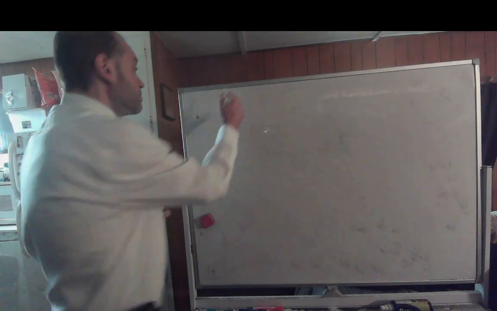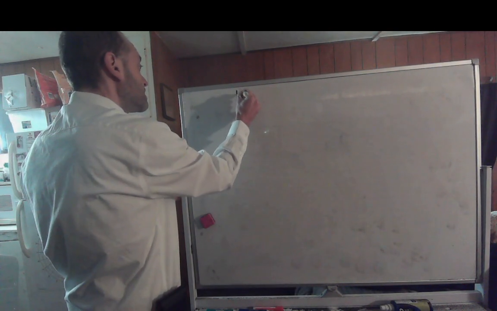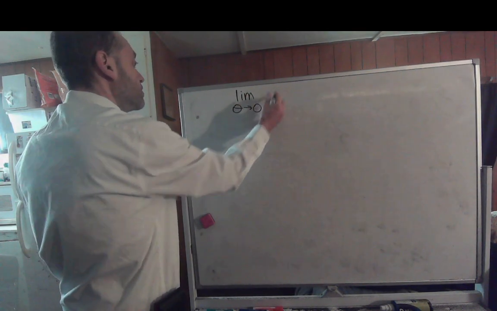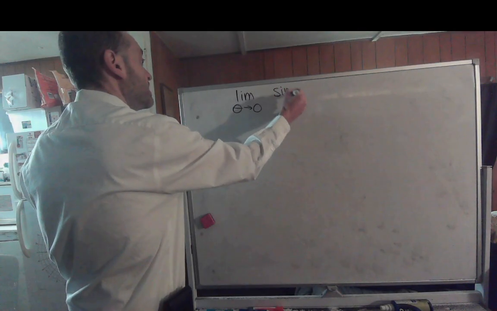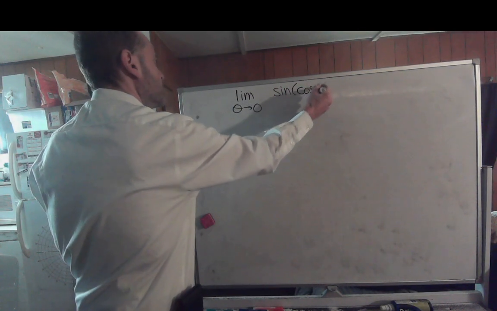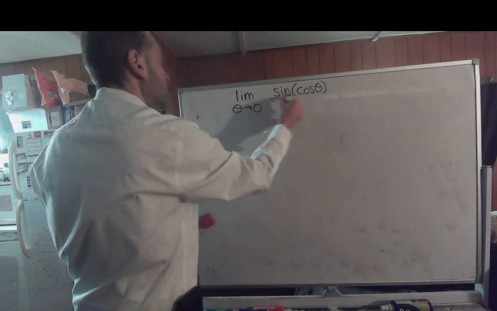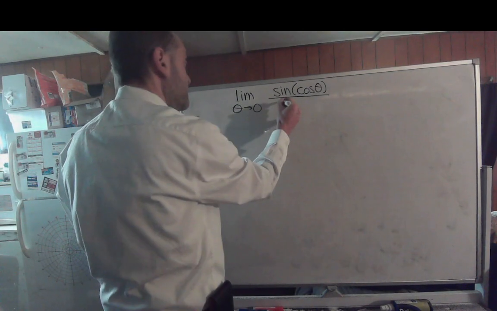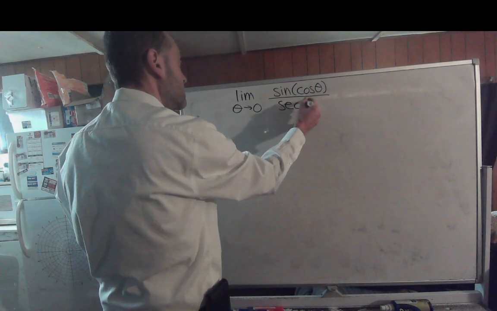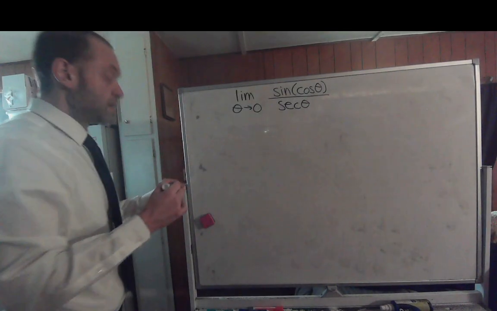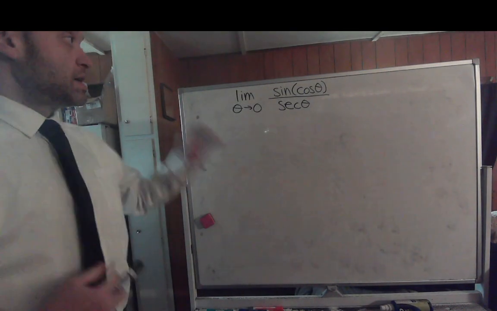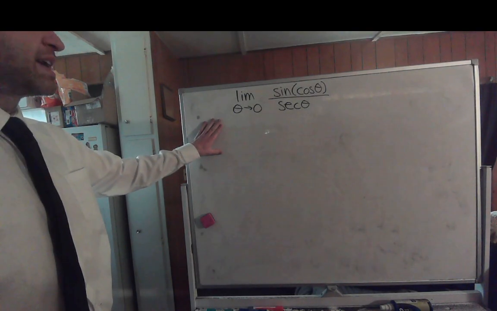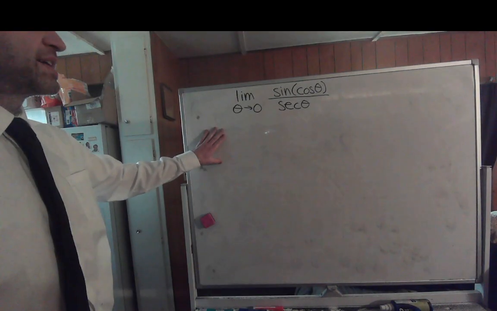Now here's a good one. The limit as theta approaches 0 of the sine of the cosine of theta, all over secant of theta. You're going to look at this and it looks hideous at first. You're probably looking at it like, you've got to be kidding me. What the heck is this?